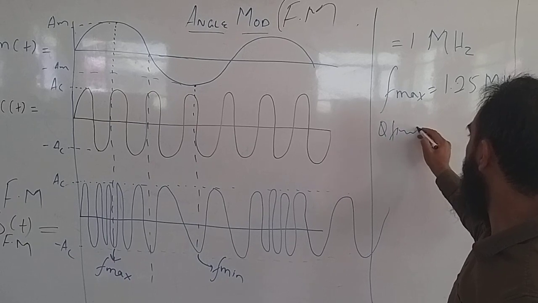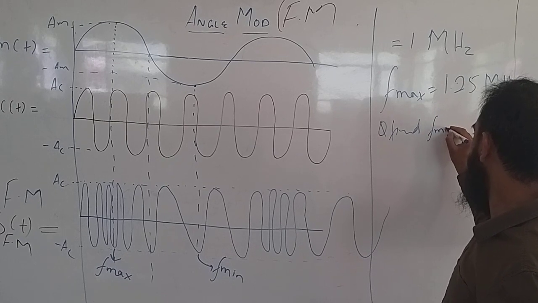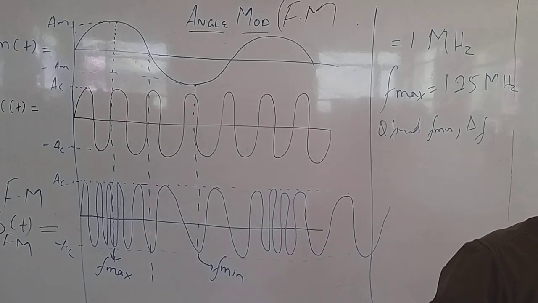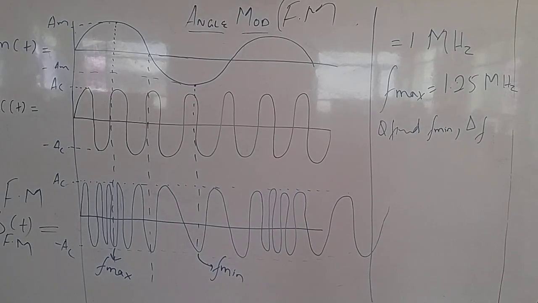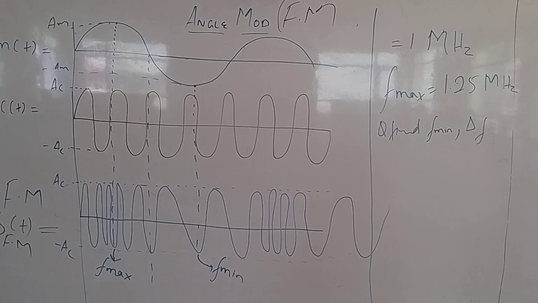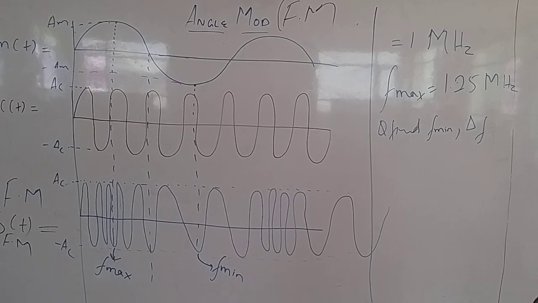Question is find F min, comma delta F. F min और delta F को आपको ढूंढना है. You got my point? The question is very simple. You just look for the previous formulas and find the answer.